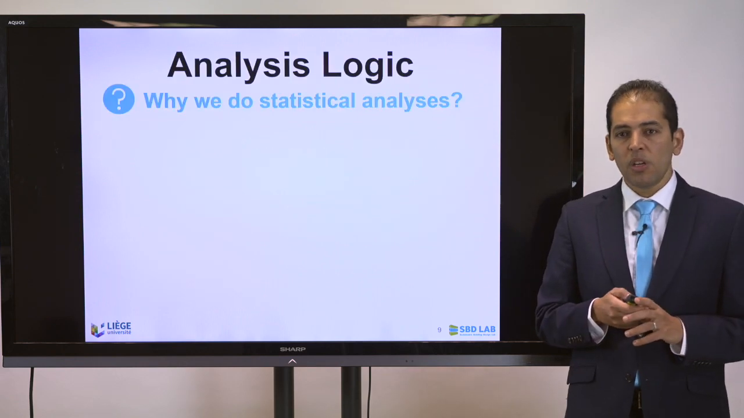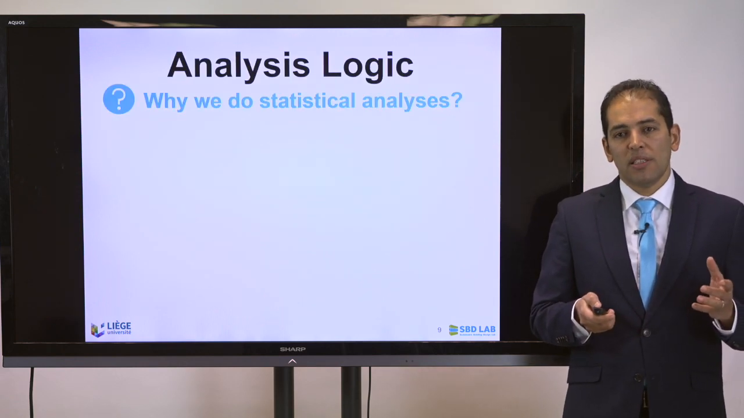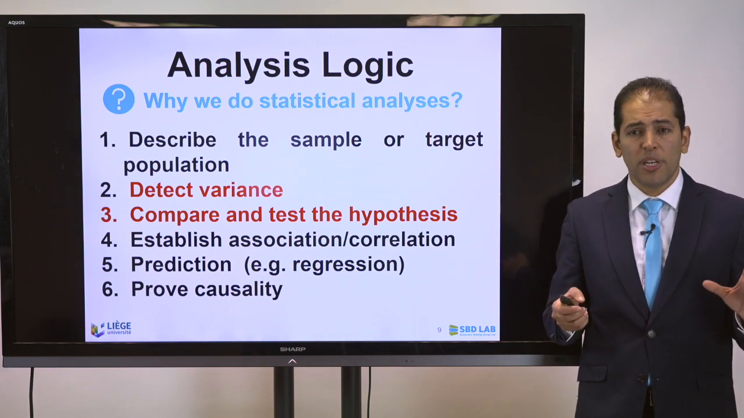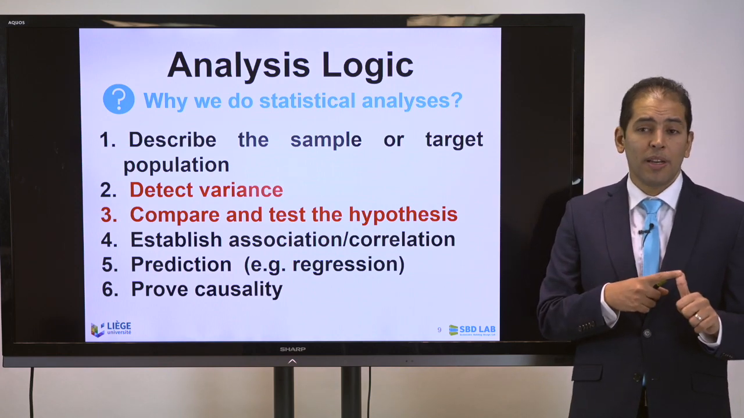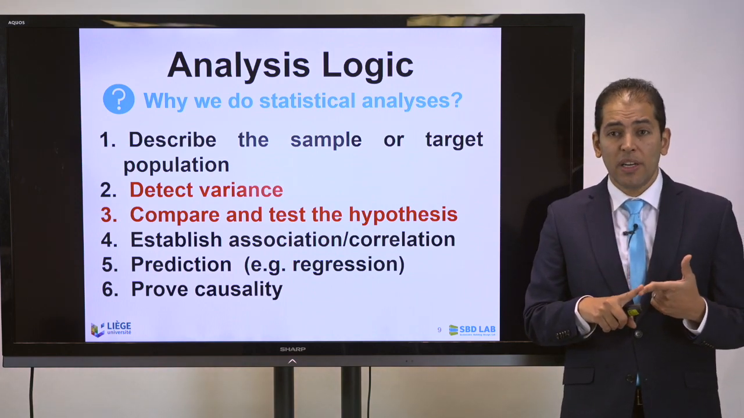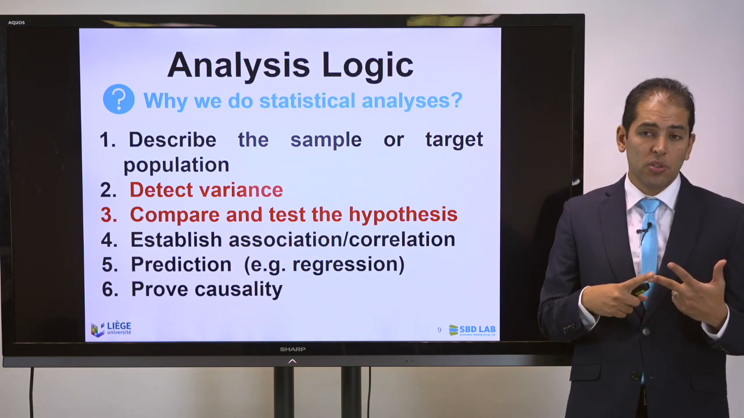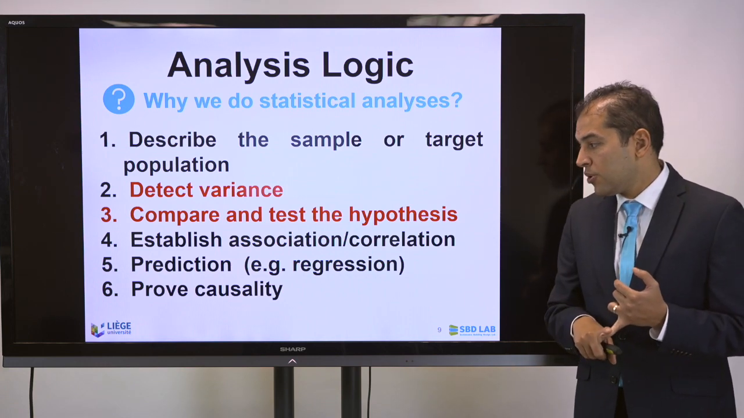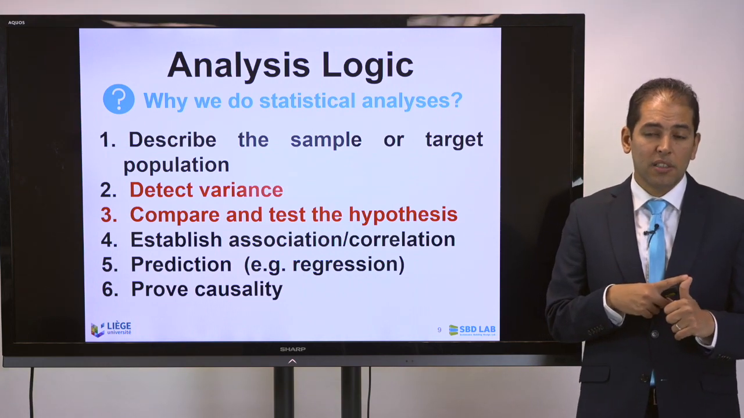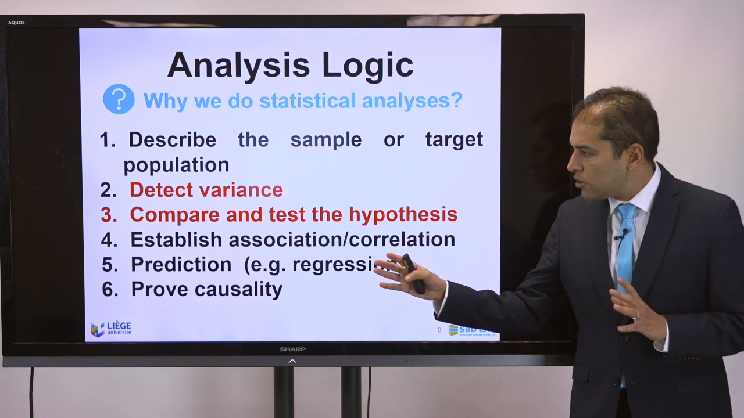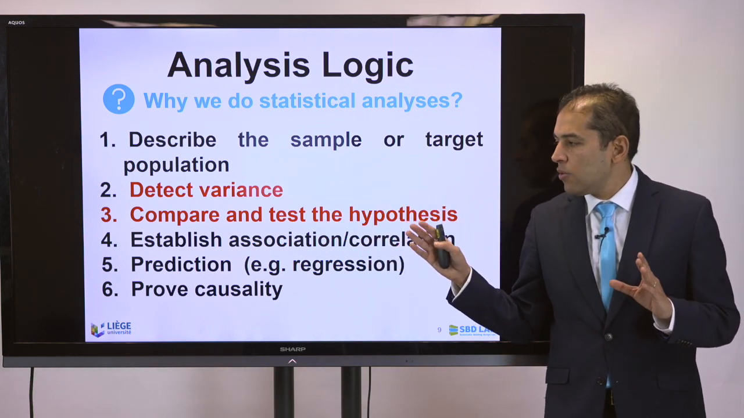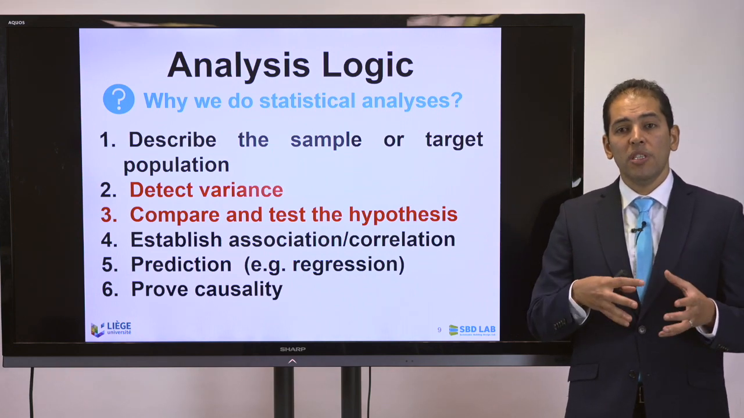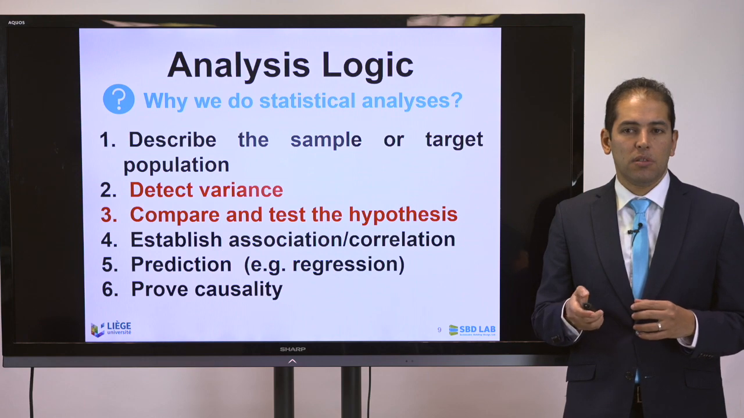prove it. Well, first of all, when we conduct statistics, we need to define what is the objective of statistical analysis. And as you can see, there are only 6 objectives to conduct statistics: either to describe and characterize a sample, or to detect the variance, or to compare and test a hypothesis of your research, establish an association or a correlation, 5, predict, or 6, prove causality. In today's presentation, I'm going to focus with you on objectives 2 and 3, where I'm going to help you to detect variance and compare your sample with a hypothesis or the null hypothesis.